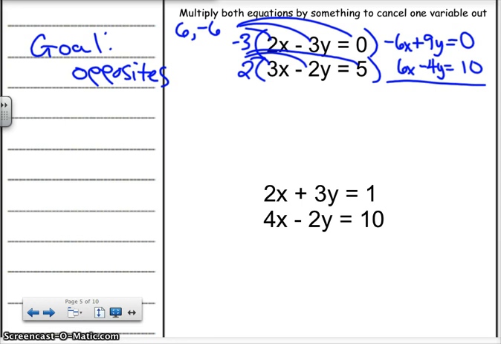Okay, now I can combine them. Negative 6 plus 6 is nothing. 9 plus a negative 4 is going to be 5. 0 plus 10 is 10. Y is 2. Halfway there. All this work and halfway done.